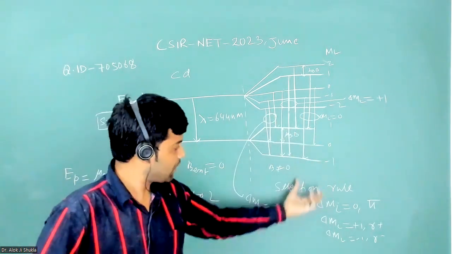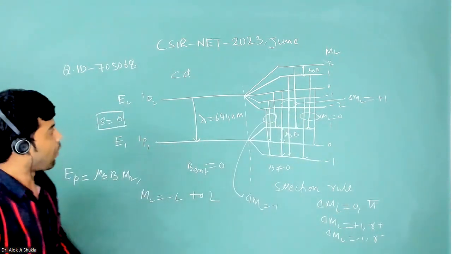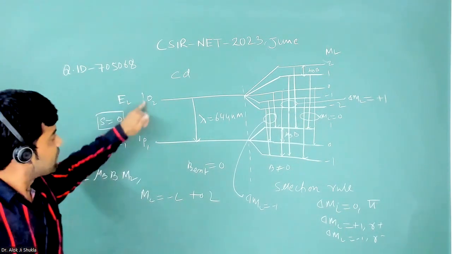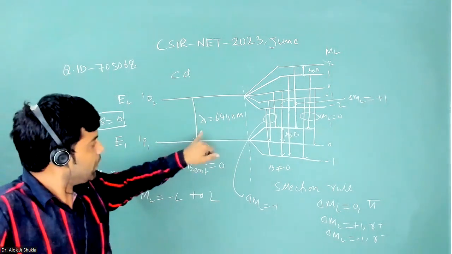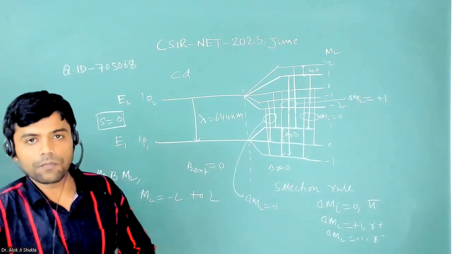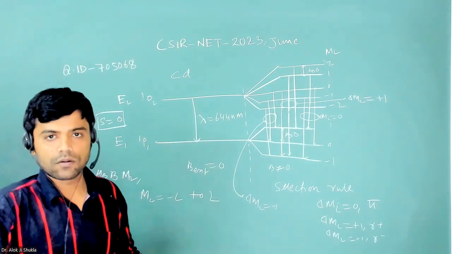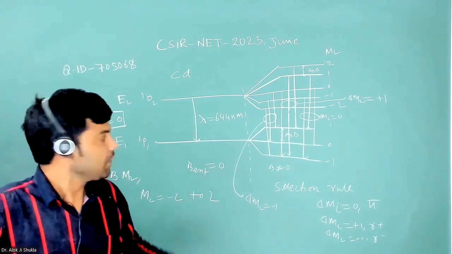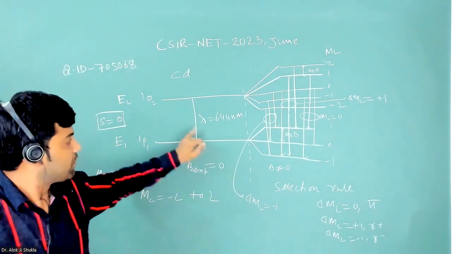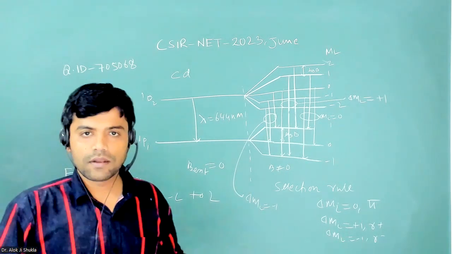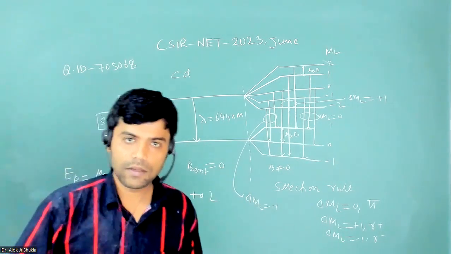You can check by using the proper selection rule, or directly, if you have a singlet to singlet transition, the spectral line will always be split into three different lines. So the correct answer is that in the presence of a weak magnetic field, this spectral line will be split into three Zeeman lines. Thank you.